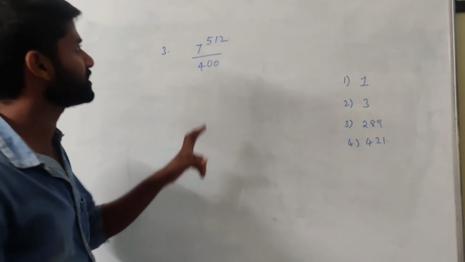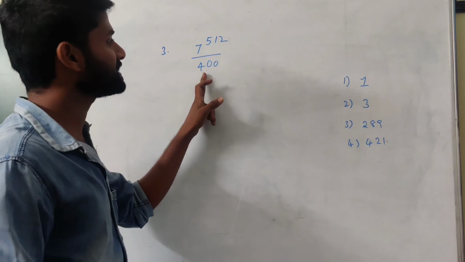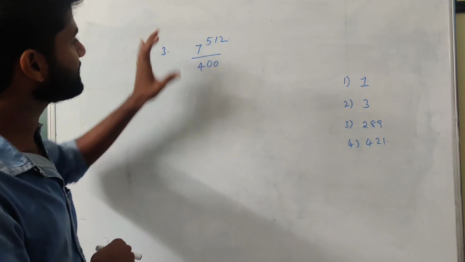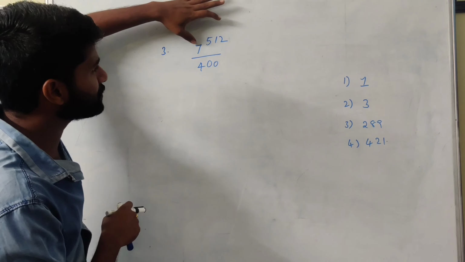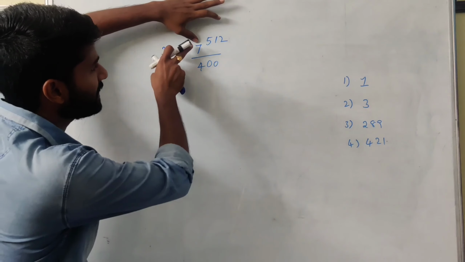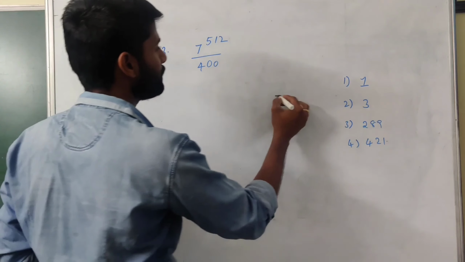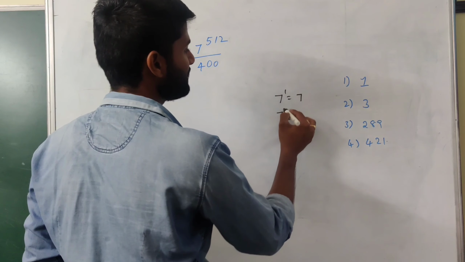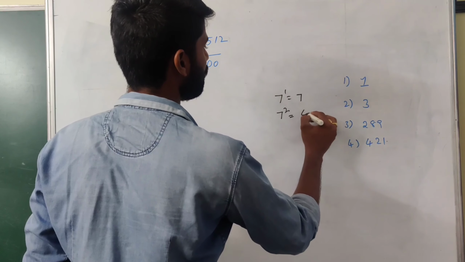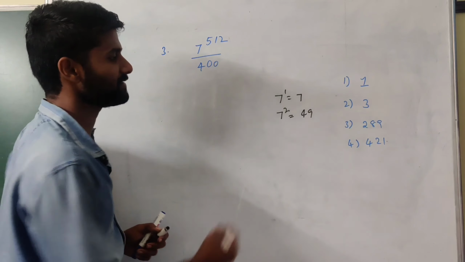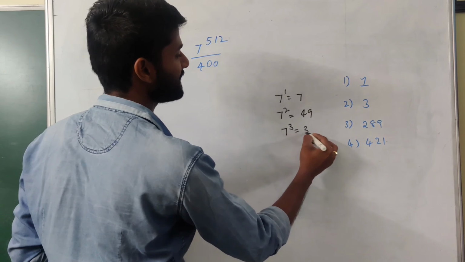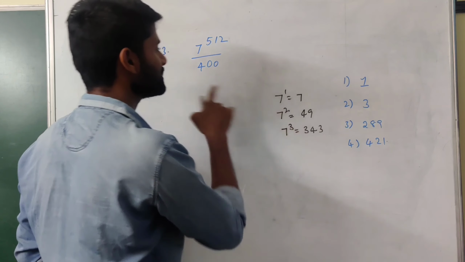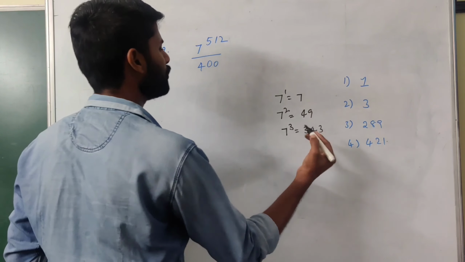The third question: 7^512 divisible by 400, find the remainder. See, it's a larger value, so just observe the numerator. Here 7^1 is exactly equal to 7, 400 is a larger number. And 7 squared is equal to 49, again 400 is a larger value. And 7 cubed is exactly equal to 343. So 400 and 343, there is no exact cancellation. So focus on the next cycle.